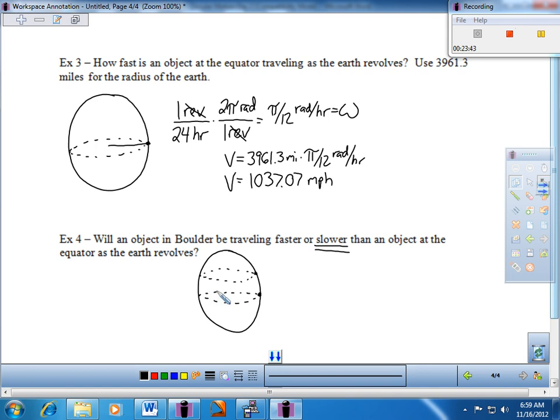At the equator, obviously, it's the largest circle on the surface of the Earth, and so it has to travel faster in the same amount of time. Perfect. So it has to be slower in Boulder.